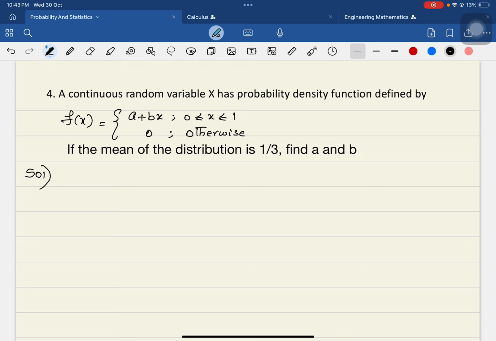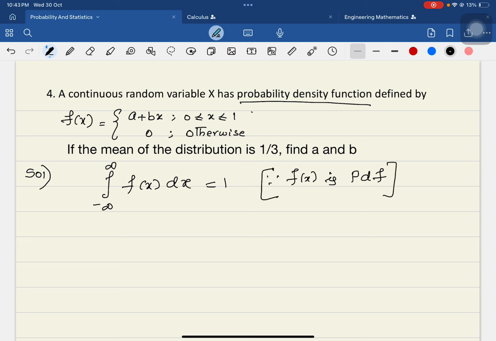The function is given as a plus bx for x lying between 0 and 1. Whenever I say that it is a probability density function, what is the definition? The integral from minus infinity to infinity of f of x dx must be equal to 1, since f of x is the probability density function. Therefore it is equal to 1. Now, what are the limits of x? It is from 0 to 1, otherwise it is 0.